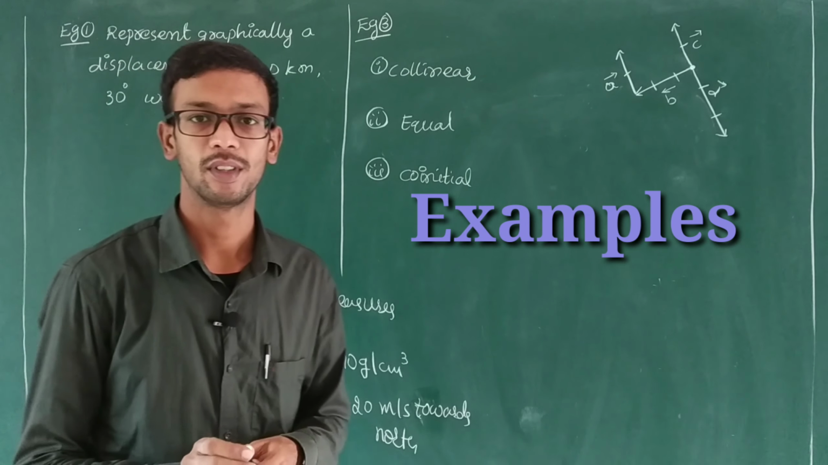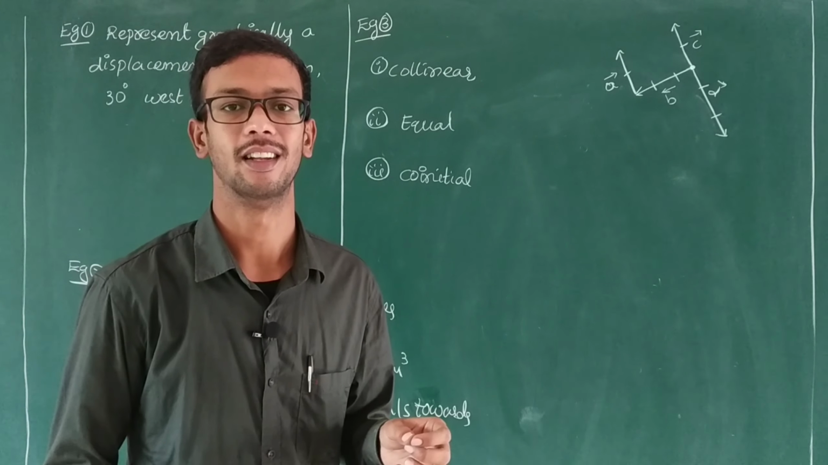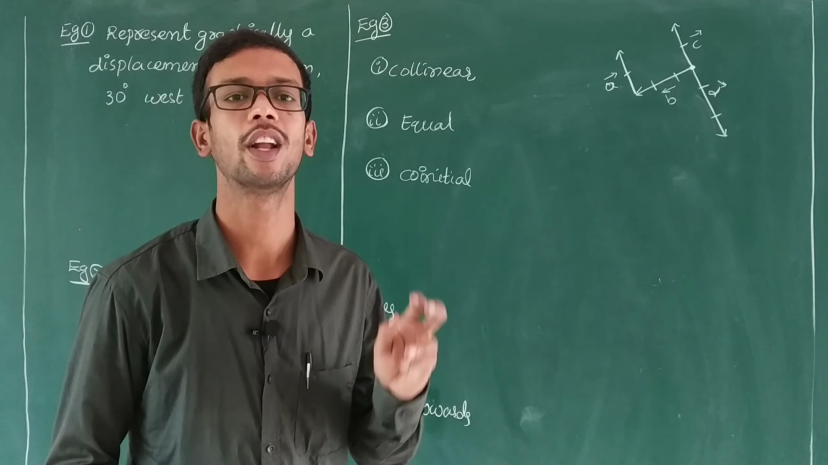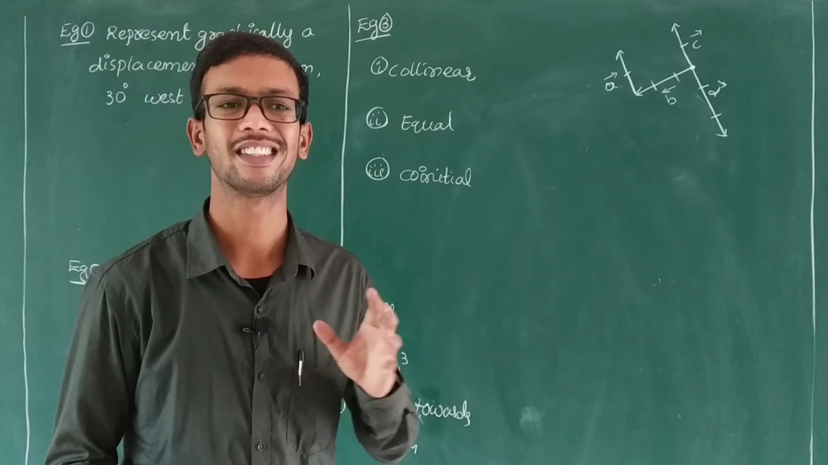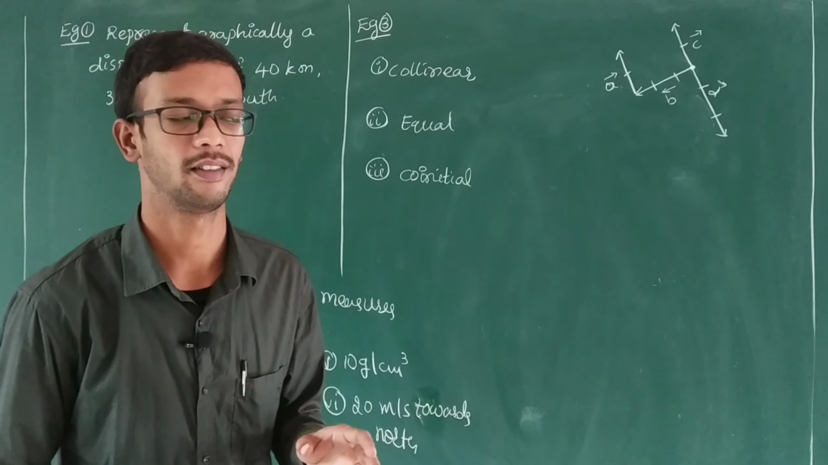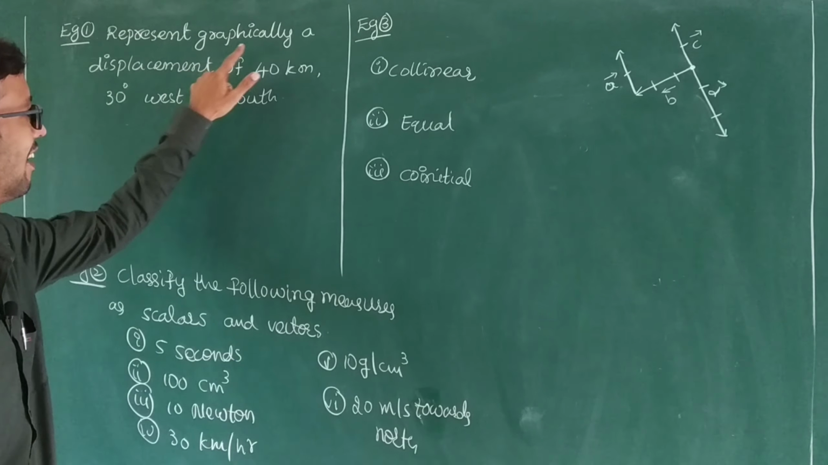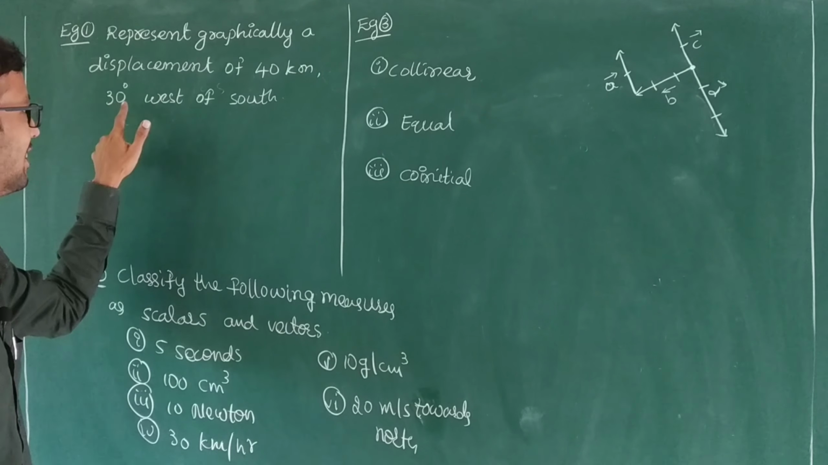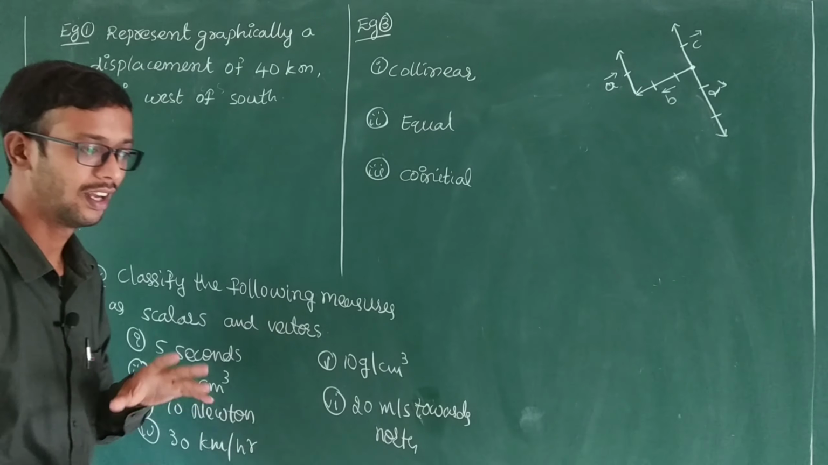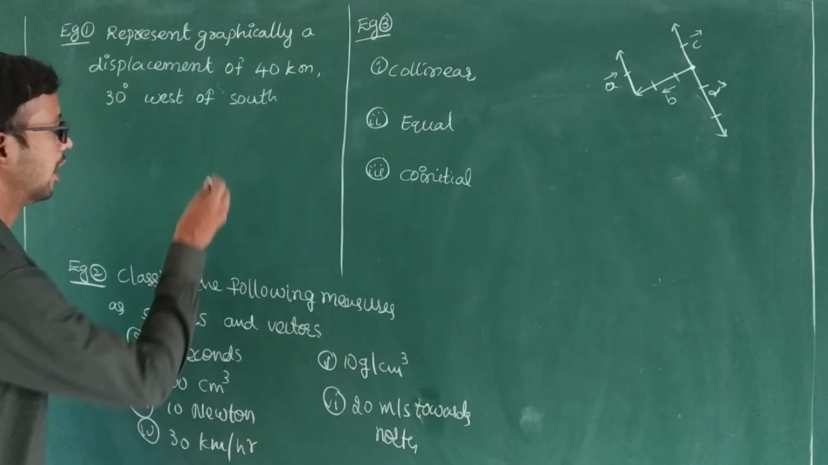There are a total of 3 examples here. These examples and the first exercise 10.1 belong to the physics oriented exercises. This exercise is just for basic learning purposes. So now we see the first one: represent graphically a displacement of 40 kilometers 30 degrees west of south. Graphically means no need to draw a graph, just a rough diagram.